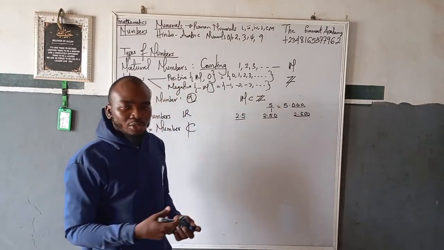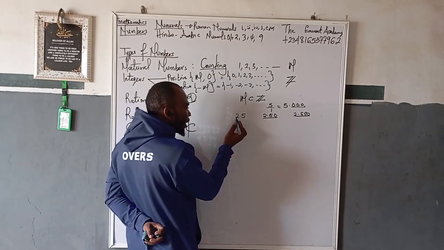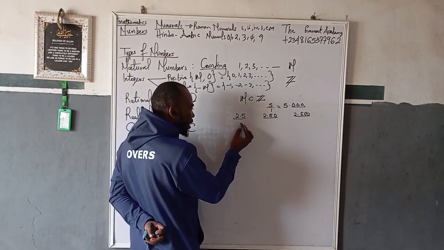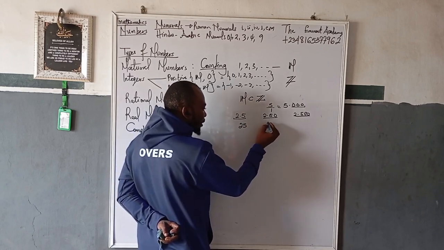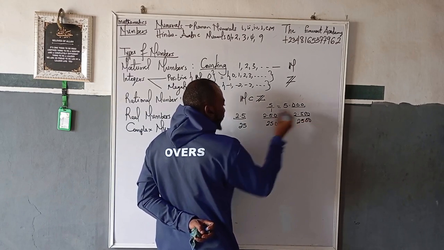Let's try to convert these numbers to their fractional form. To convert a decimal number to fractional form, what do we do? We write all the numbers together. So we have 25. For this, I will have 250. And for this, I will have 2,500.